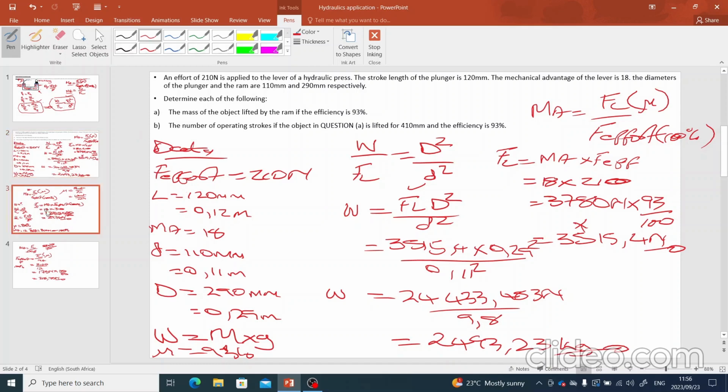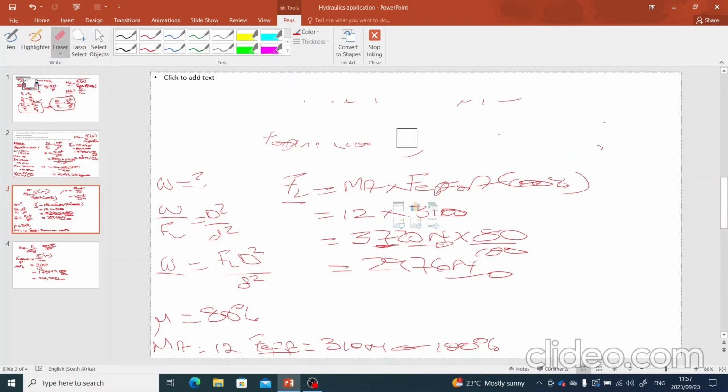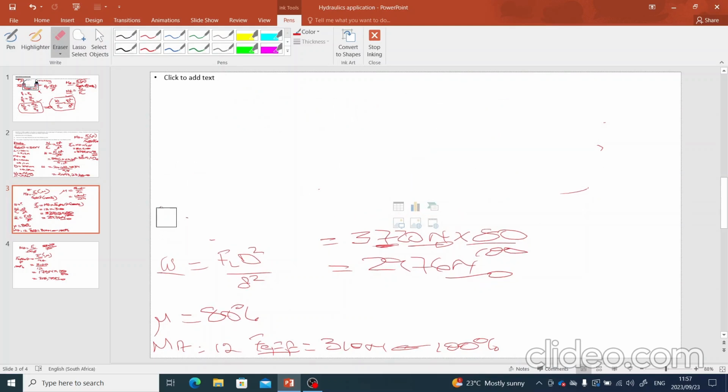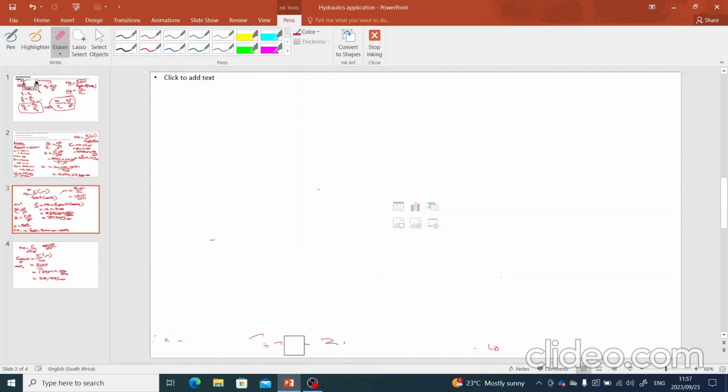Then the second question, let's look at the second question. Let's wipe here. The second question, they want us to calculate the number of strokes. Now, in calculating the number of strokes, it is easy, straight to the point. Now, this is the summary because I wanted to tackle the given question. In calculating the number of strokes, this is the formula that we'll be using.